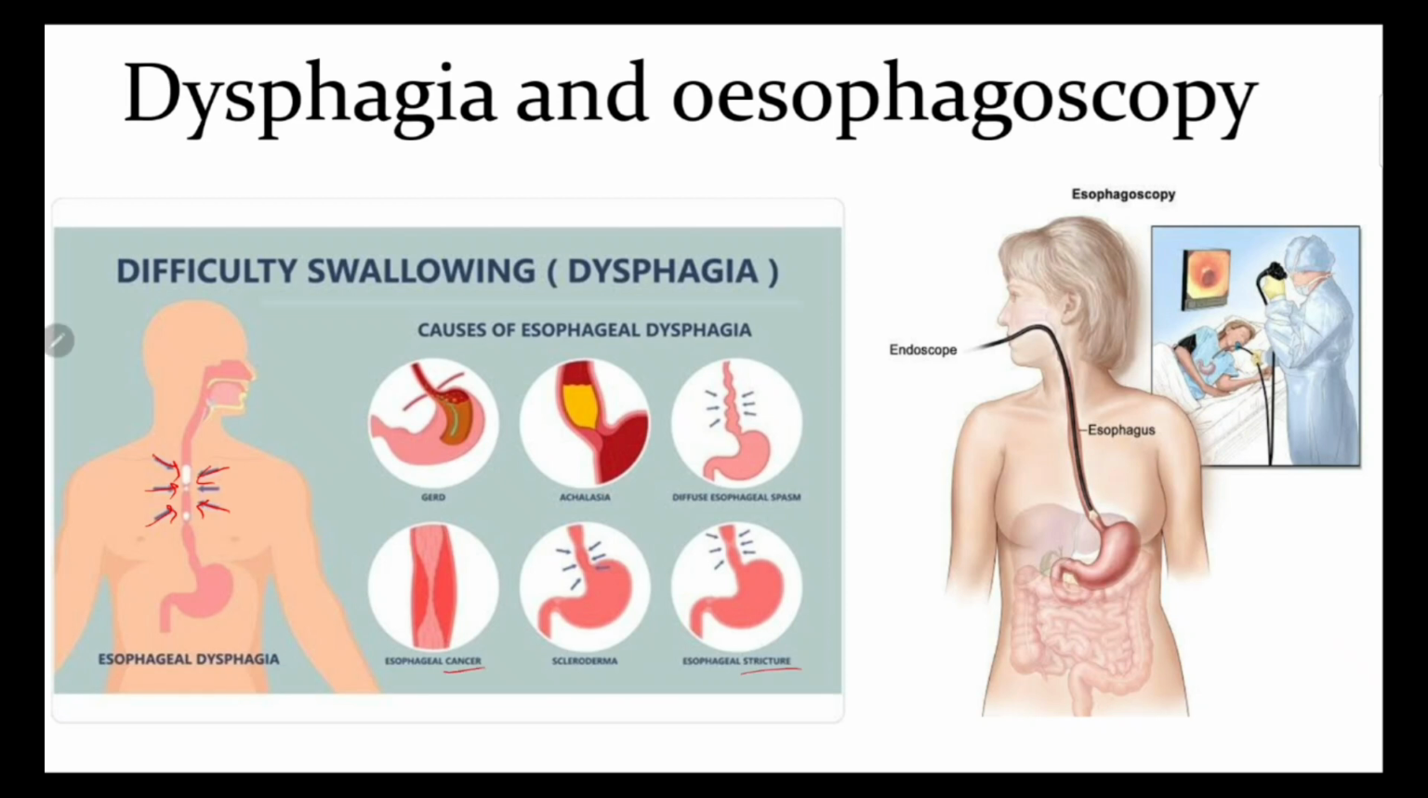Esophagoscopy is performed to visualize the interior of the esophagus. While passing the esophagoscope, the sites of normal constriction should be kept in mind because these are the sites where it could be difficult to pass the esophagoscope.